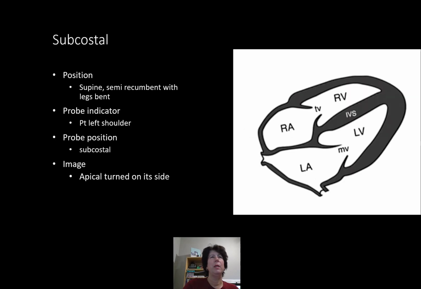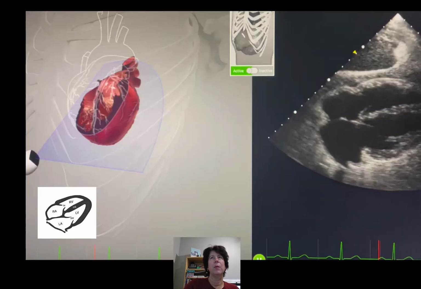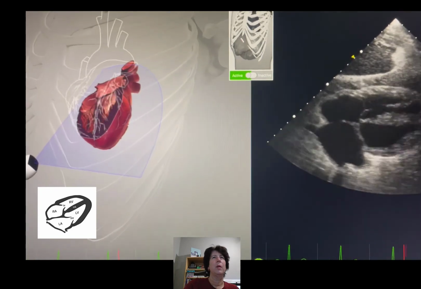Position for this patient will be supine or semi-recumbent with legs bent a little bit to make it easier for the stomach to relax. The probe indicator is pointing to the patient's left shoulder, or 3 o'clock. You put the probe in the subcostal position on that liver border, and the image looks a little bit like an apical turned onto its side. This is what it looks like.